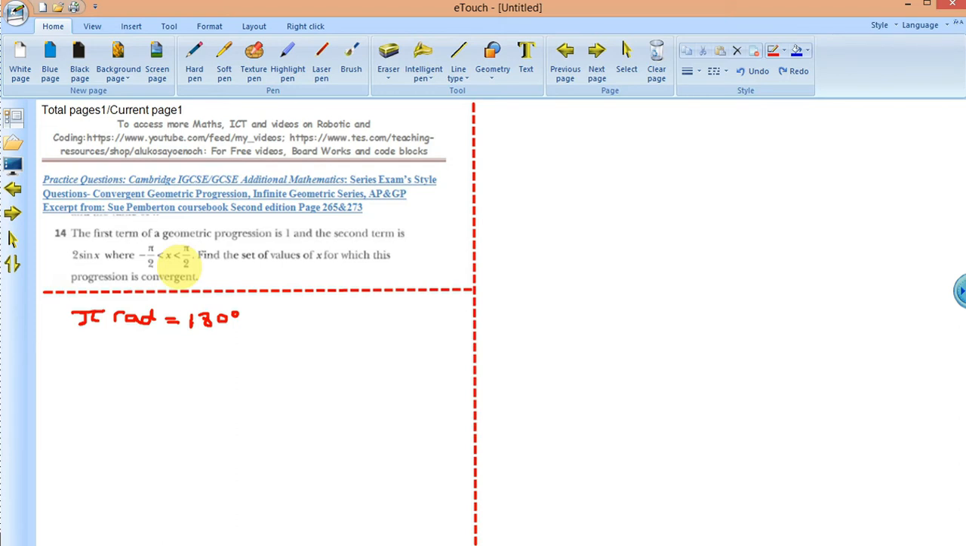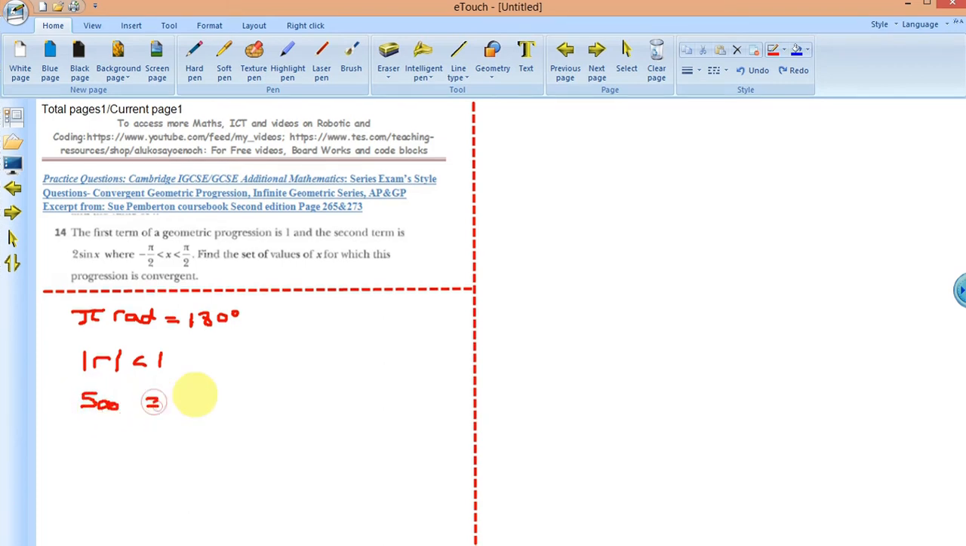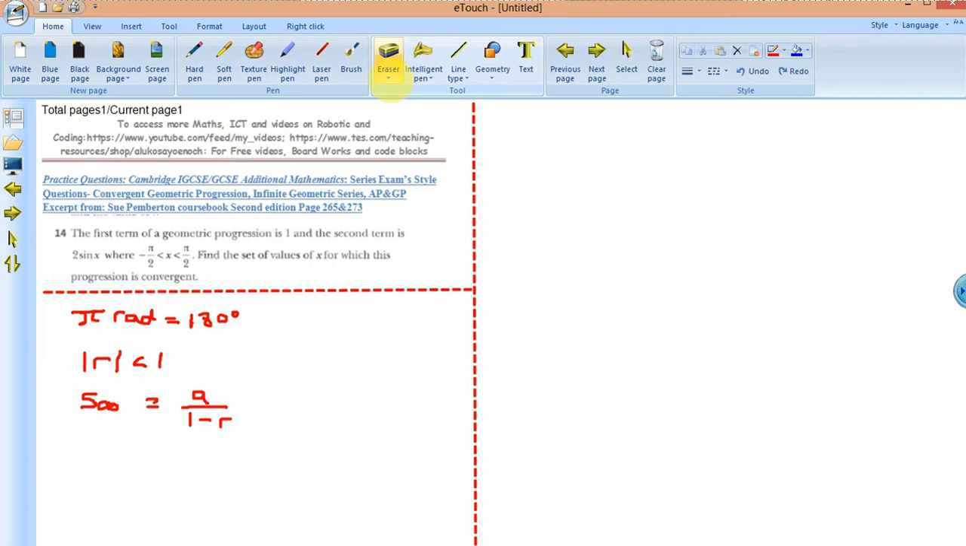Okay, so let's go ahead with the solution now. Don't forget that a geometric series converges when the absolute value of r is less than 1. Let me just write that. That is, the range of r is between minus 1 and 1. So the sum to infinity will be equal to the first term, a, over 1 minus r, because the common ratio must be between minus 1 and 1.